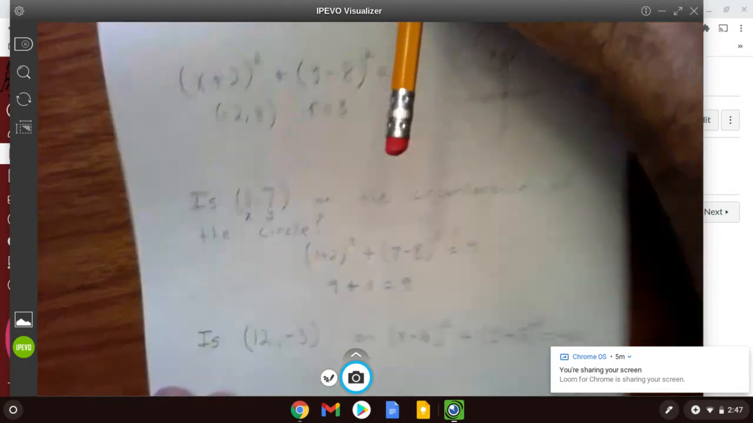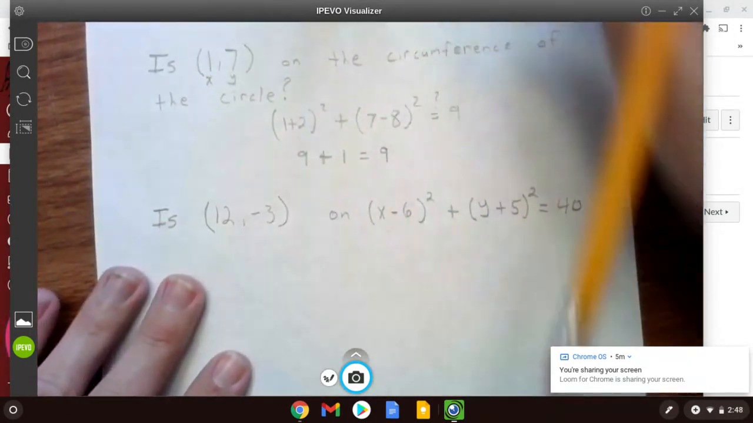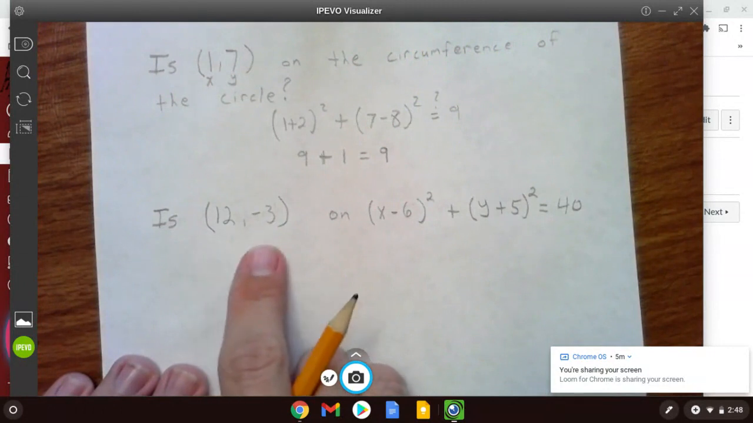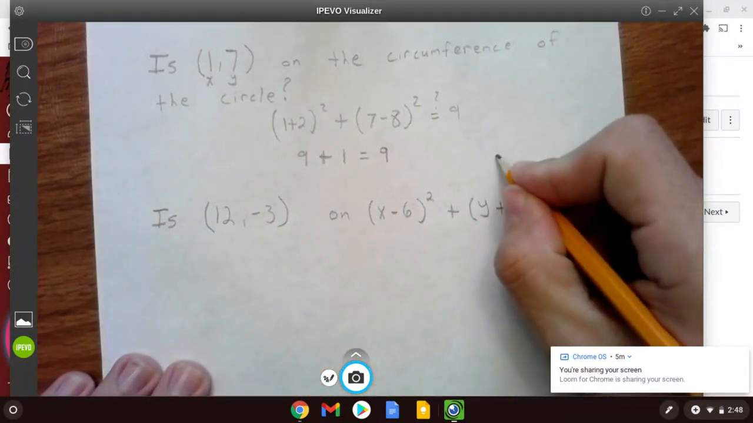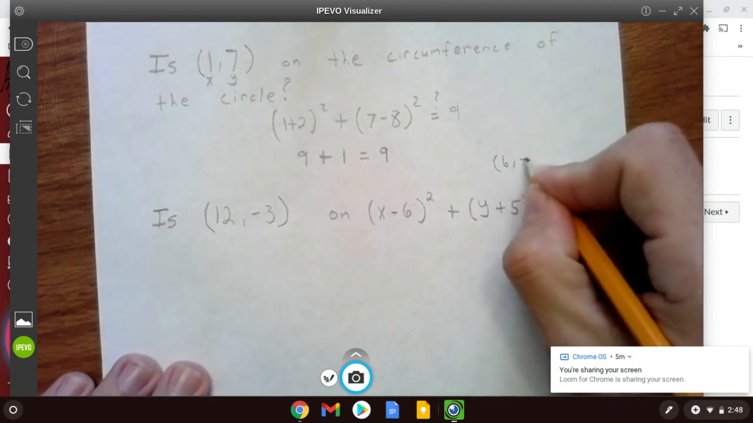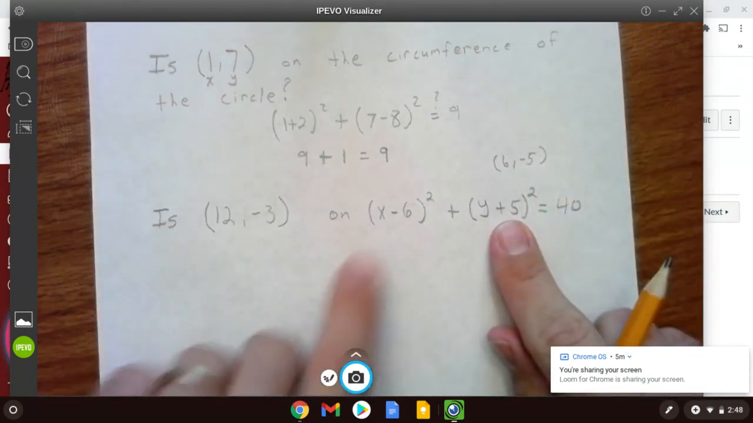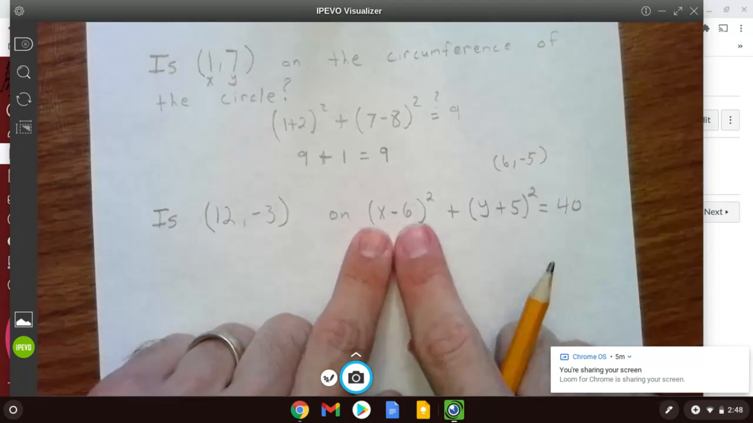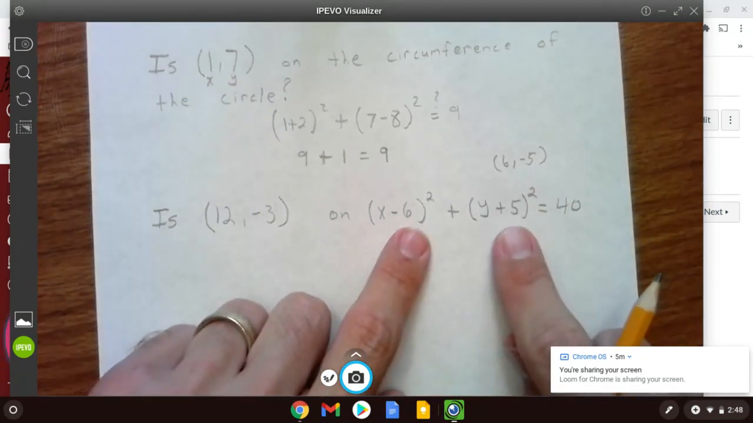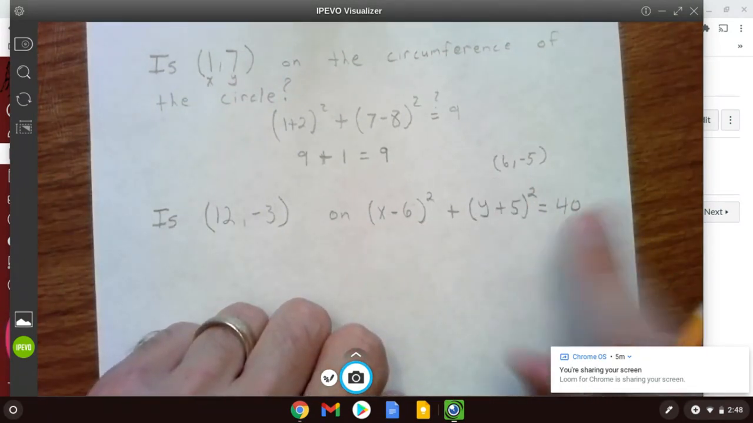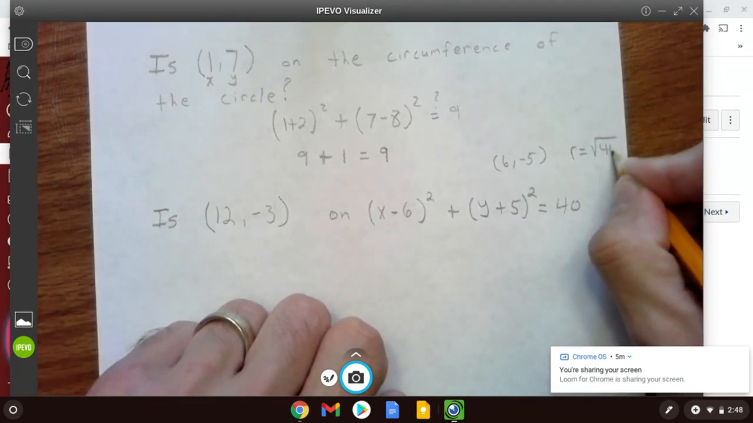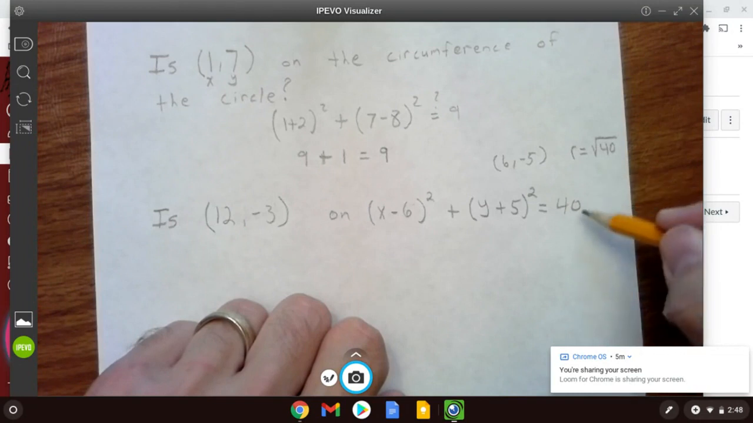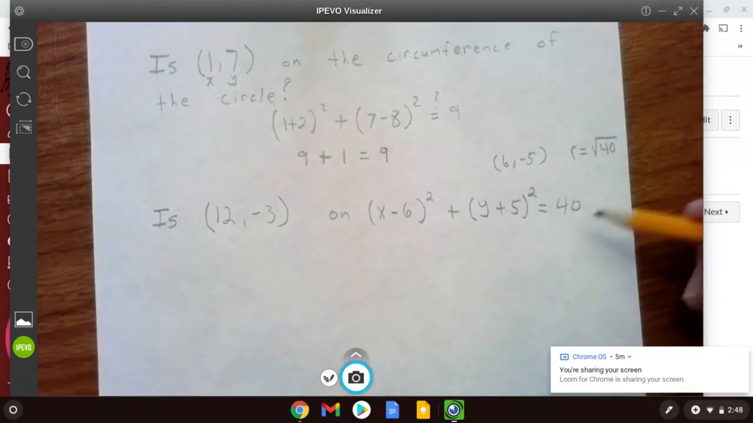Okay. One more real fast. So is 12, -3 on this circle? So this one, it would have a center at 6, -5. That'd be the center of the circle. 6 to the right and 5 units down. And the radius for this one would be the square root of 40. I remember it's always this number. It's always the square root of that number, literally.